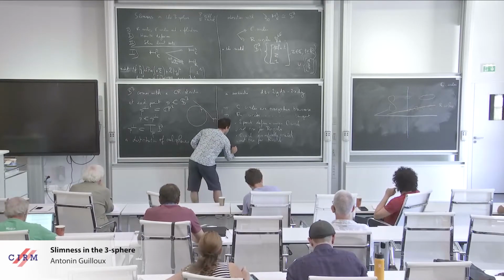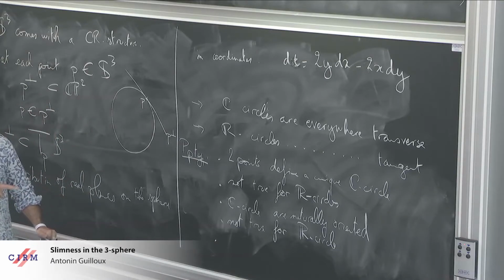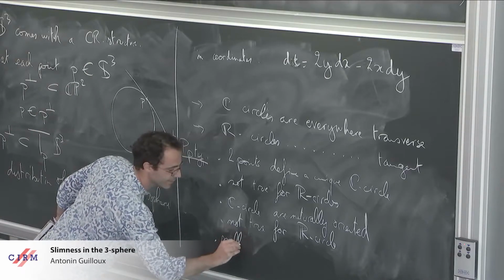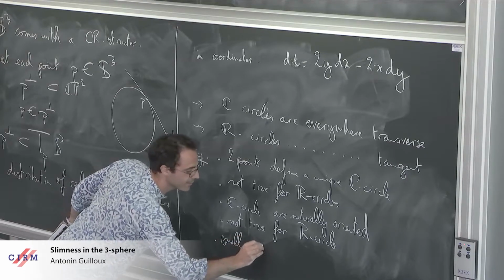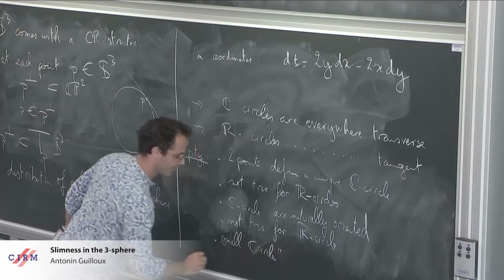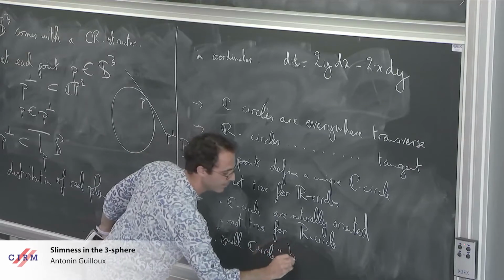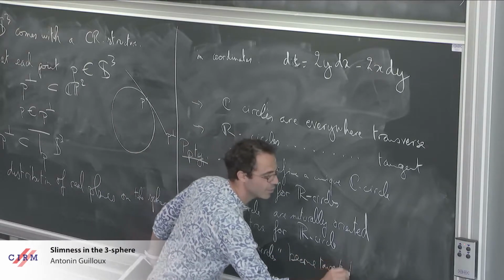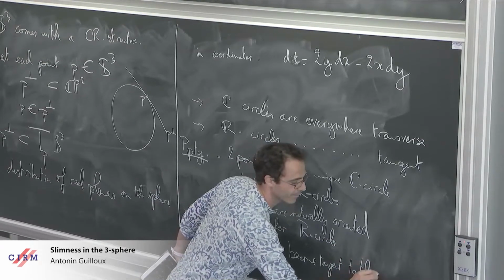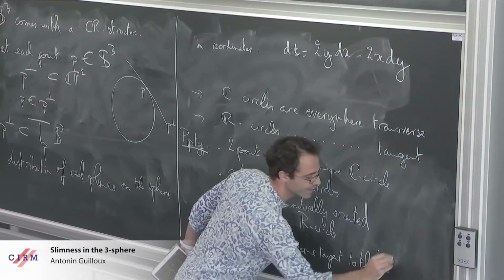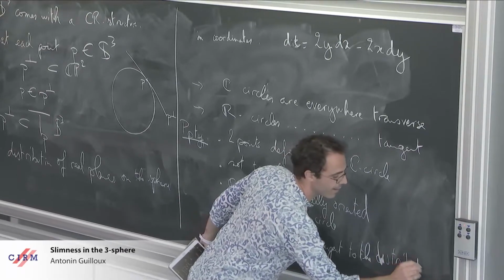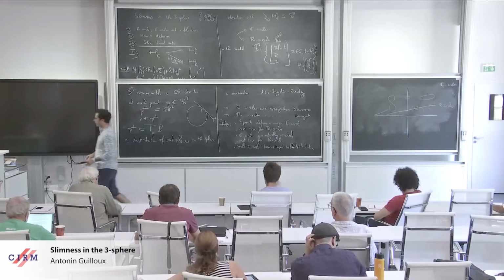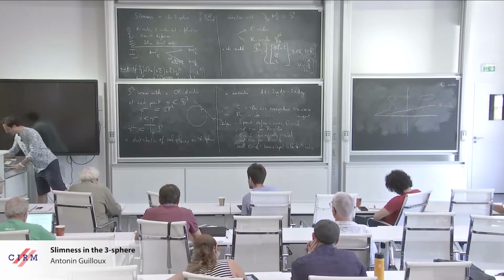And I will say something vague, but that will be made more precise later on. Small C circles become tangent, more and more tangent, to the distribution, the contact distribution. What do I mean by that? Is the following picture. Maybe.